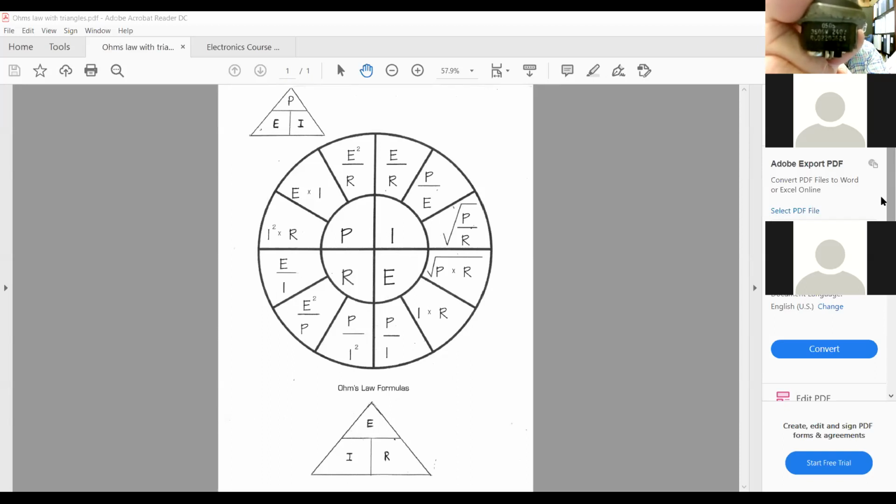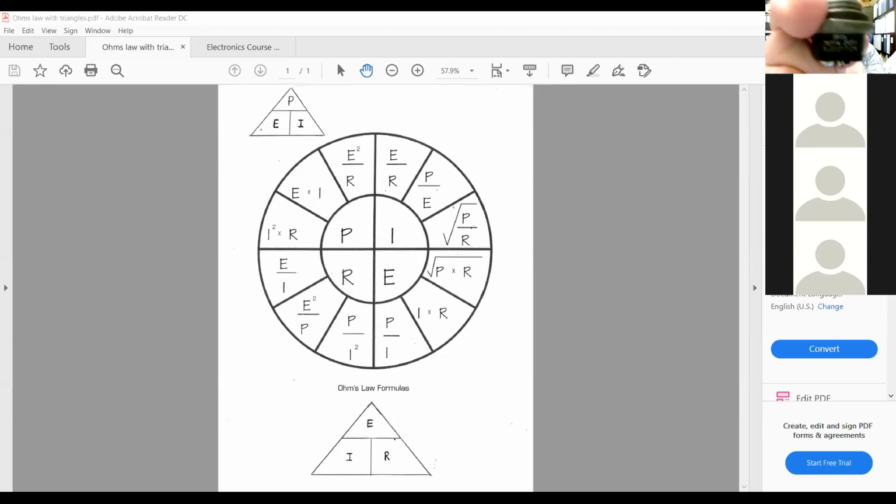Do y'all see the Ohm's law chart on the screen? Do you see the chart on the screen? Yeah. You do? You see the pie chart and then the triangles? Yeah, I was just getting my stuff out. Okay. I'm just double checking because I know when we do Zoom, you just never know when something could go wrong.